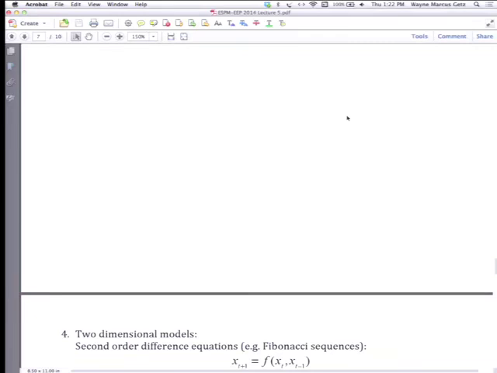Then we might say, okay, we have another population y, and we say y at t plus 1 is equal to g of y at t. So these are 2 separate populations, they're not interacting. But what happens if they interact? So that the rate of change of x depends not only on the value of x, but also on the value of y. And the rate of change of y depends not only on the value of y, but also on the value of x. Then we can write down a 2-dimensional system like this.